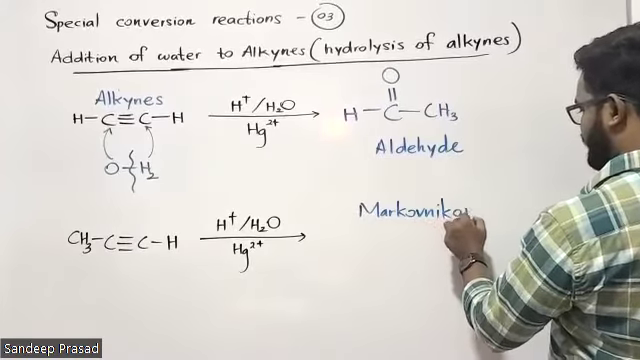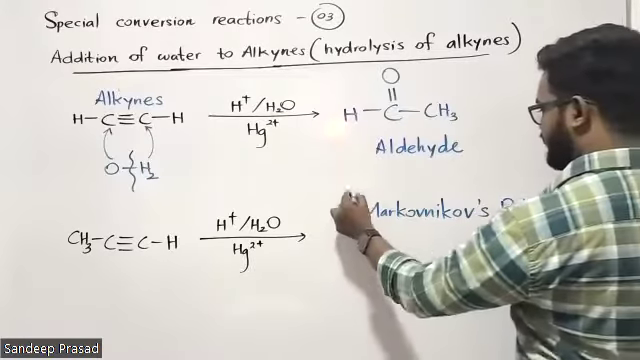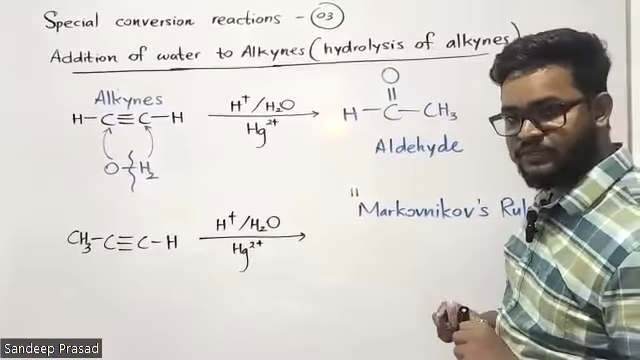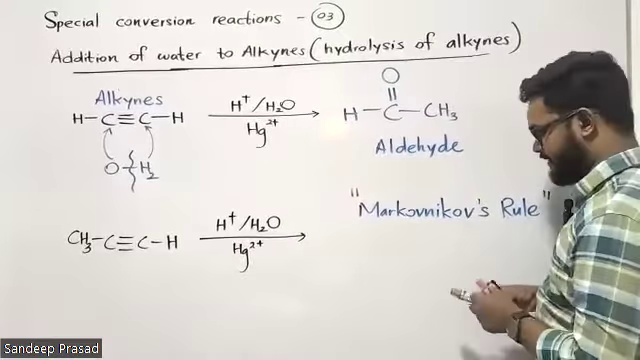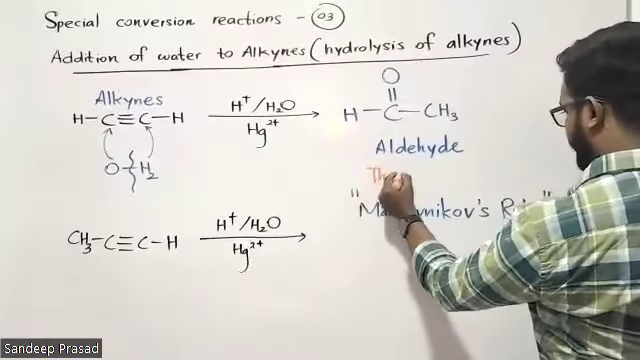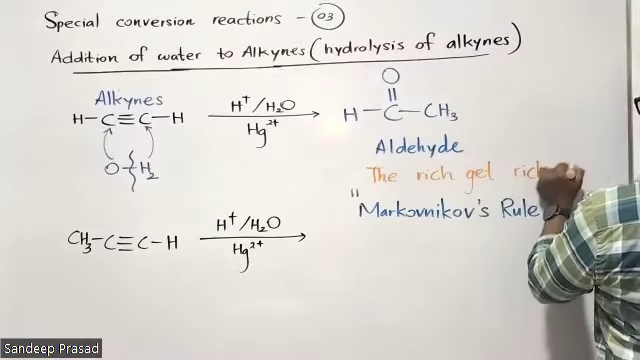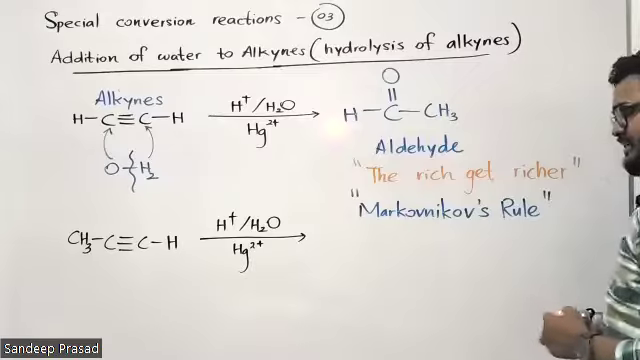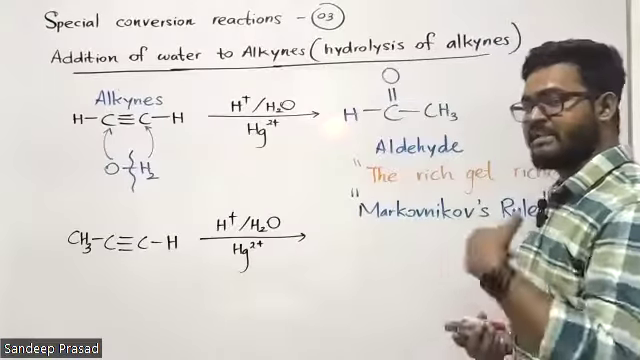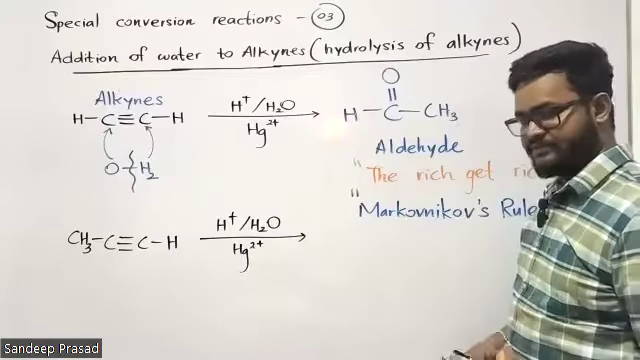Markovnikov's rule, right? Simply, what did I teach you to remember the Markovnikov rule? The rich get richer, right? Remember, students, the Markovnikov rule says that the rich get richer. And we learned the Zaitsev rule is what? The poor get poorer. Zaitsev means releasing, removing hydrogen. Markovnikov says addition of hydrogen, right?